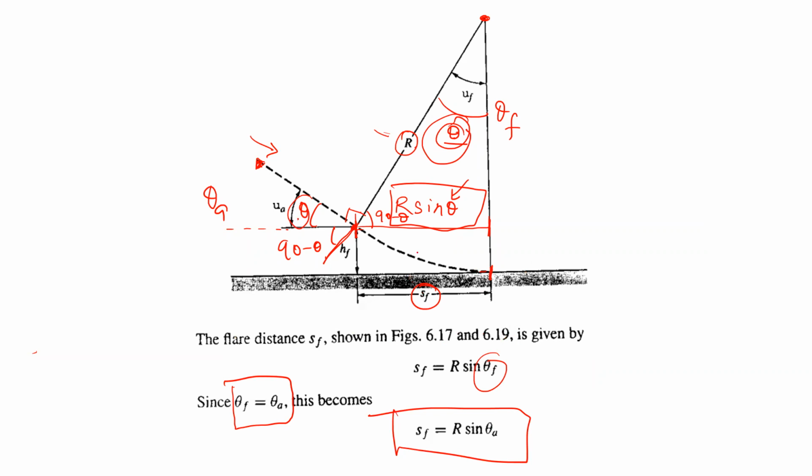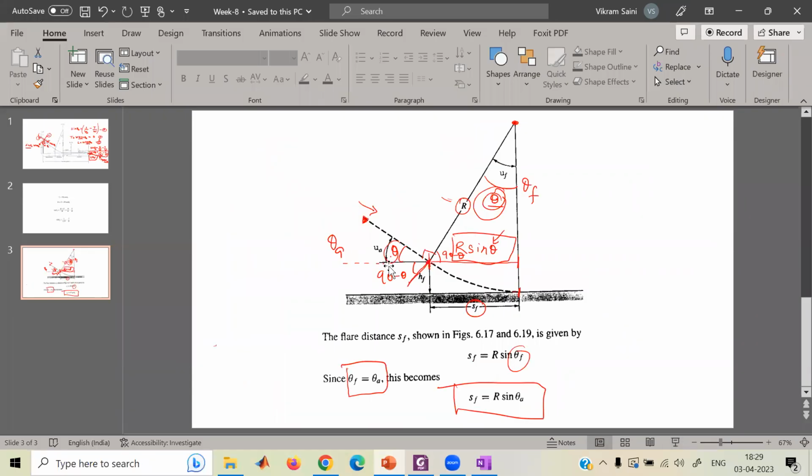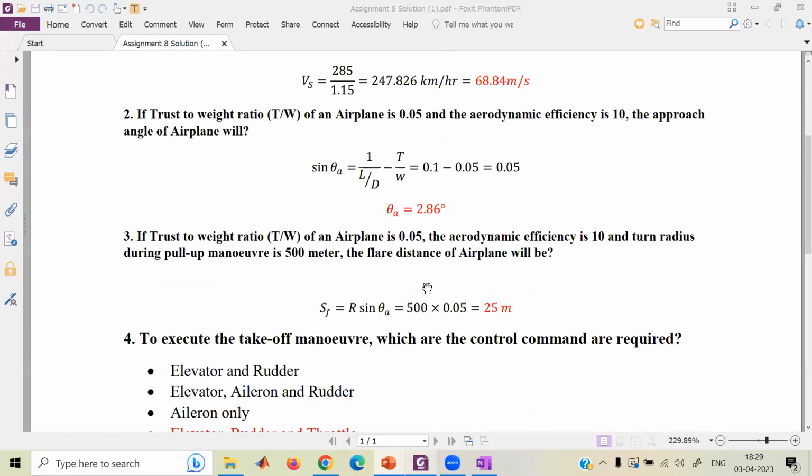Is it clear to everybody now? Yes, sir. So this is how we get it. And now we get back to the questions. So with this expression, we know sine theta a, we know r, which is given to us, and we have the answer.